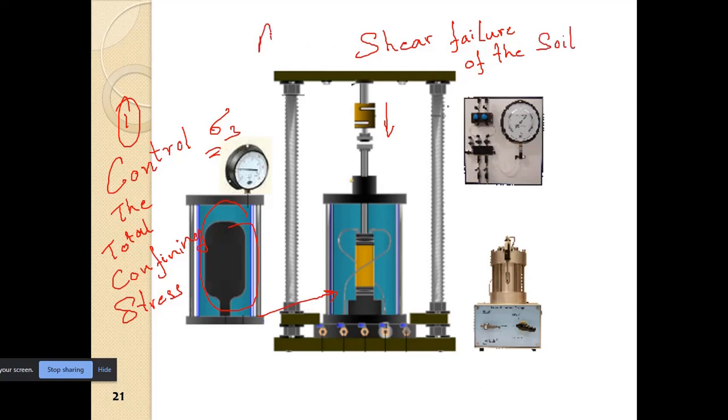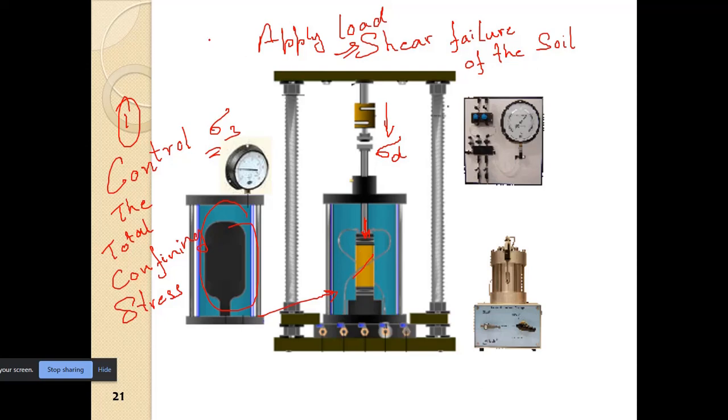All right, apply load to cause shear failure of the soil. So that will be the sigma deviator. All right, and what is sigma deviator? It is basically the additional amount of stress that we apply apart from the sigma 3 to cause the shearing of the sample. The sample will be sheared in this manner.